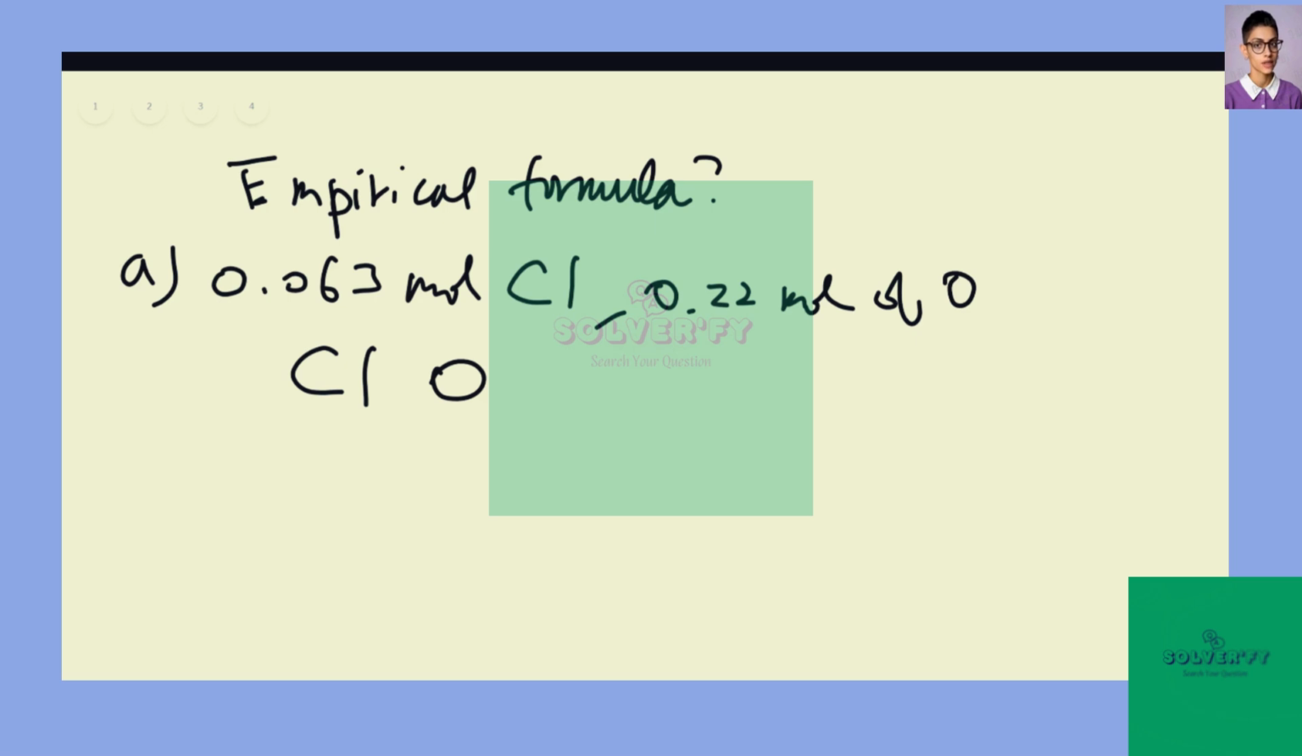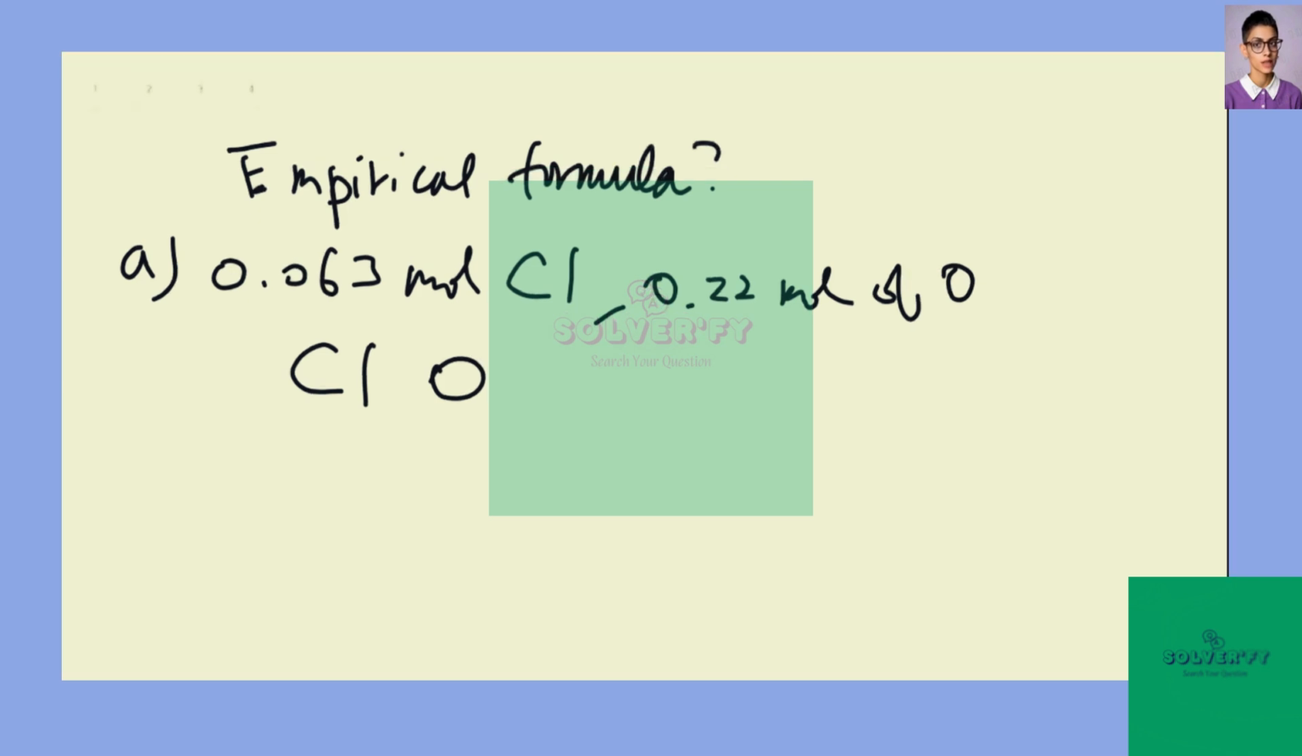Okay, so for part A, we have chlorine and oxygen. So we know that chlorine is 0.063 moles, and then oxygen will be 0.22 moles. Right here we know we contain chlorine and oxygen. We just don't know what would be the simplest ratio in the empirical formula. So we're going to simplify this ratio. We are going to divide the whole thing by the smallest number, 0.063.